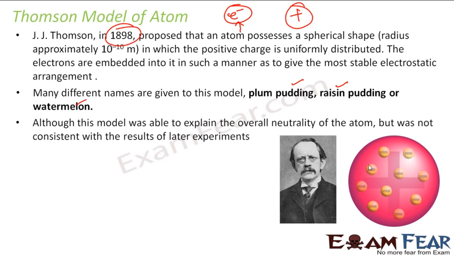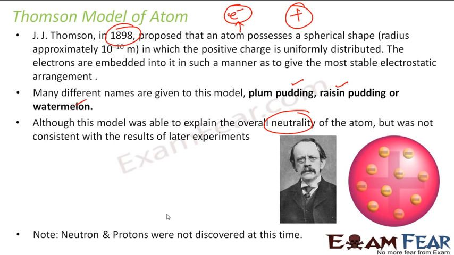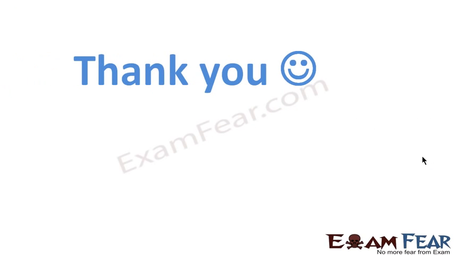The only advantage of this model was that it was able to explain the overall neutrality of the atom at that point of time. But if you assume this model is correct, later chemists did a lot of experiments which proved that this model is incorrect. We'll explain those experiments. But this model was totally incorrect. And once again, note that at the time when Thompson proposed the model, the neutrons and protons were not discovered.